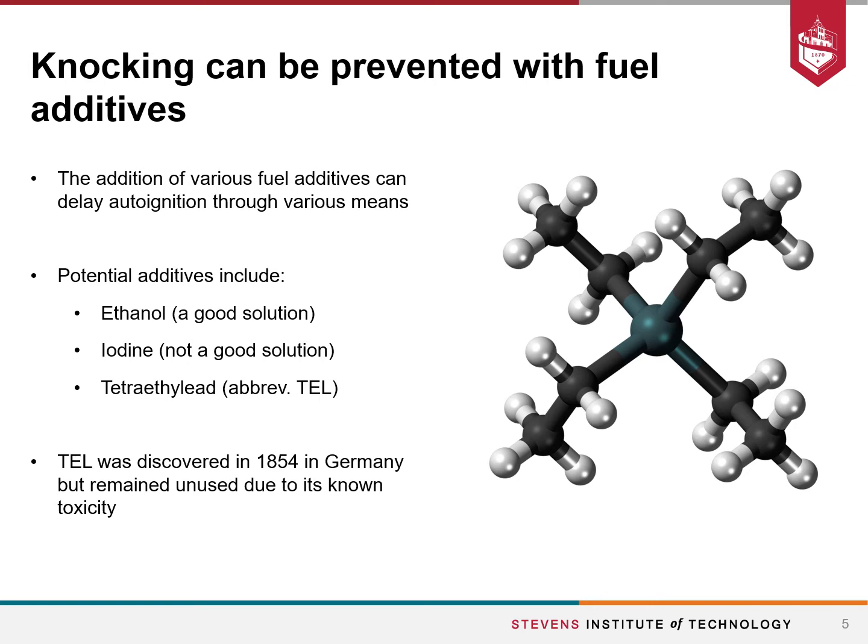We could also add iodine. That's not a particularly good solution because iodine is corrosive. There are various other heavy metals and things we can add to engines and fuel to prevent auto-ignition, but what we're going to talk about more in this discussion is tetraethyl lead, often abbreviated as TEL. This is a substance that was discovered in Germany in 1854, but remained unused at the time because the scientists knew it was toxic. Right? And you can see a molecule of TEL here on the right. It's a lead atom in the middle, surrounded by some carbons in black and hydrogens in white.